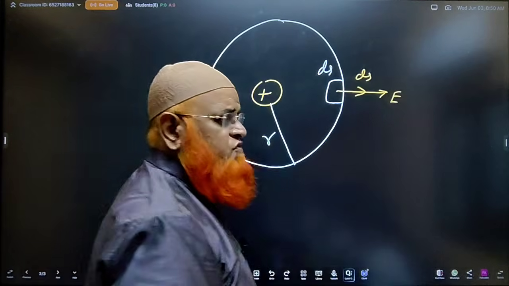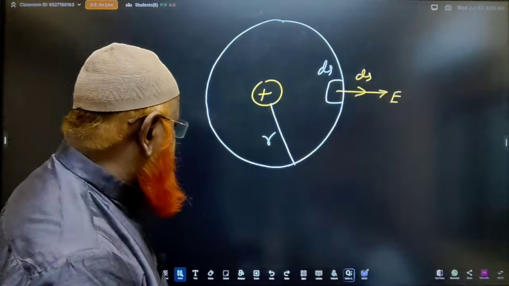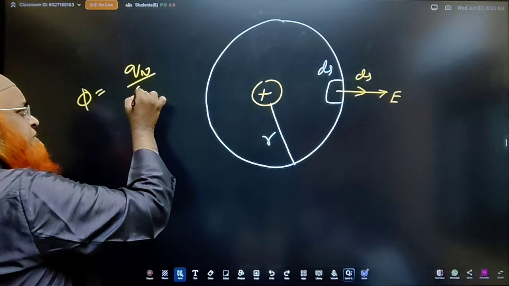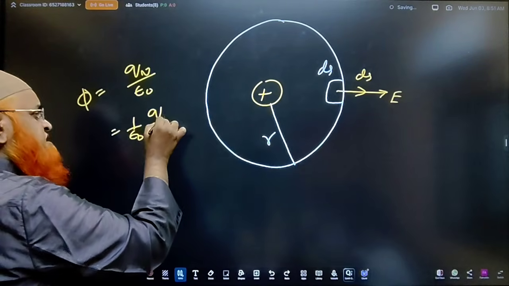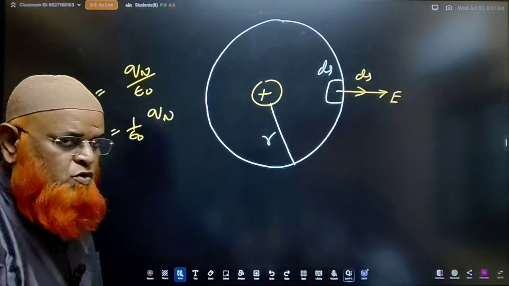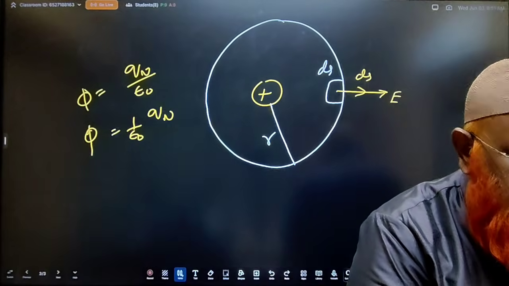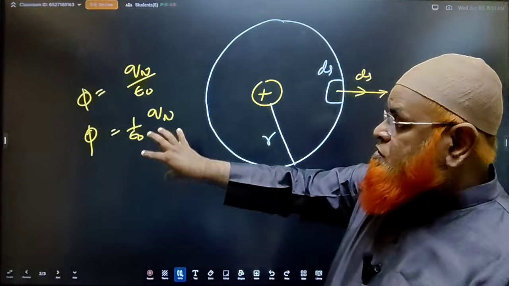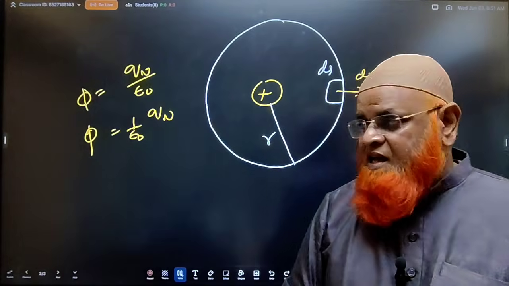Here, if you want to find out the electric field intensity according to Gauss law, a simple definition is flux is equal to net charge by epsilon naught. If you multiply 1 by epsilon naught with the net charge, it will give you the total flux. So by using Gauss law, you want to find the total flux. What you have to do is multiply 1 by epsilon naught with q. Then you will get the total flux. The simple formula for Gauss law is this one.